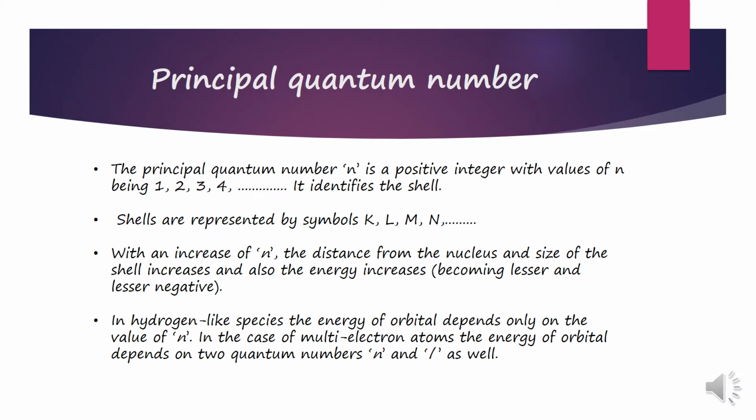And in hydrogen-like species, the energy of an orbital depends only on the value of n. But if we are talking about multi-electron atoms, the energy of an orbital depends upon two quantum numbers, that is n and l. This concept of energy depending upon n and l you are going to learn in the further slides.